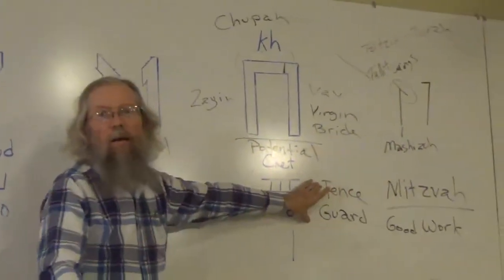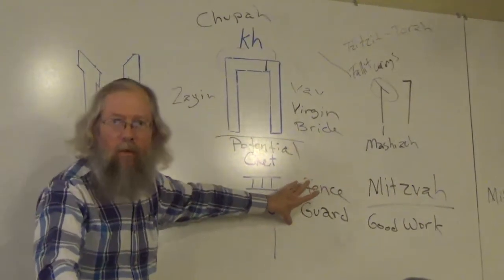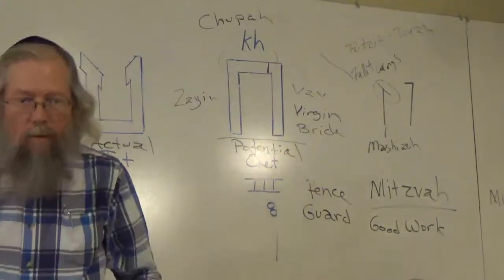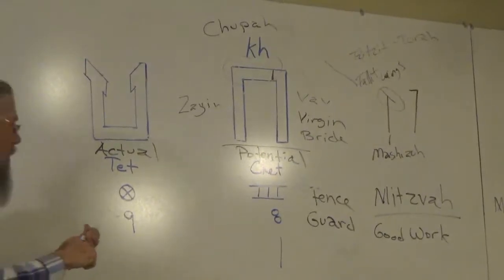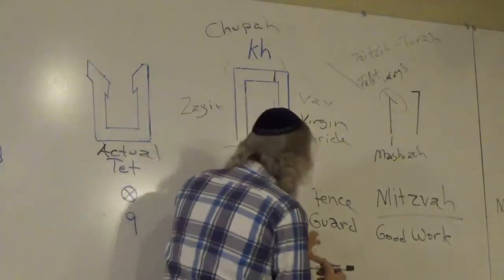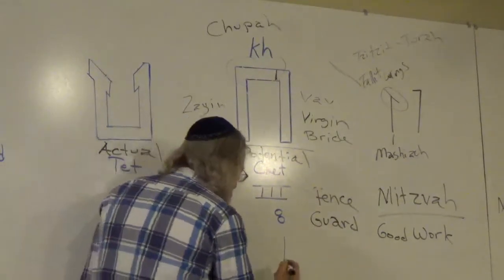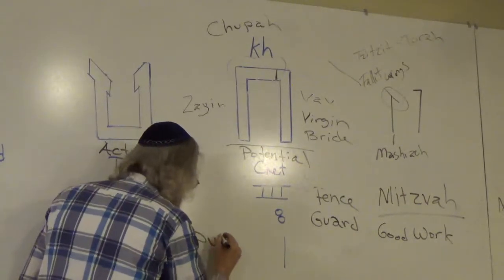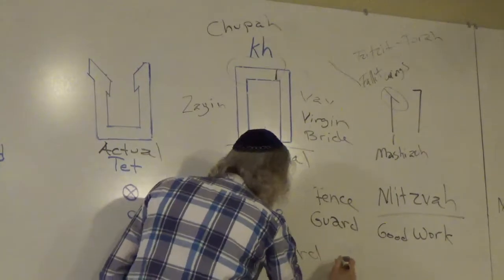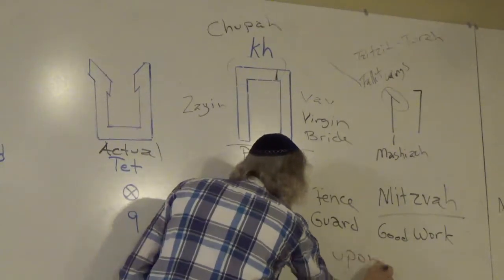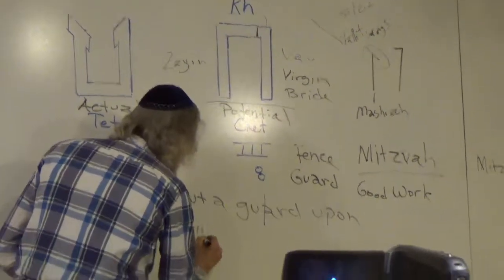So anyway, that's what this is all about. Nice dialogue for fence, okay? Now, why is this important? We're going to close here. Why is this important? Because we are told by the scripture to put a guard upon my mouth.